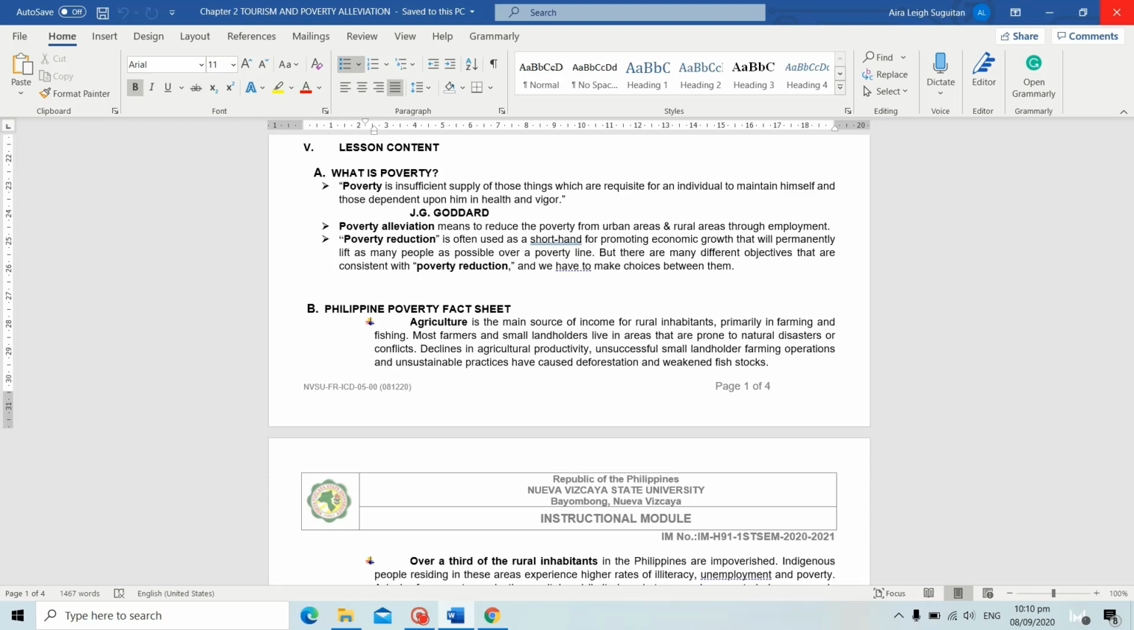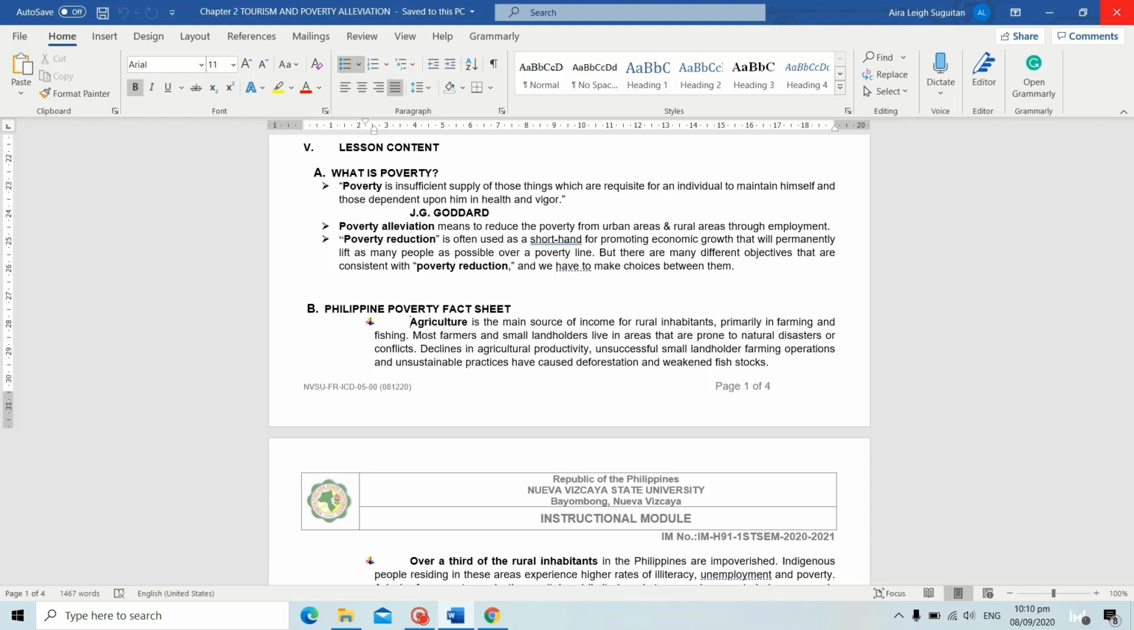So, in 2019, agriculture is the main source of income for rural inhabitants, primarily in farming and fishing. Most farmers and small landholders live in areas that are prone to natural disasters or conflicts. Examples, earthquakes, o kaya mga war, lalo na dito sa Mindanao area natin. Another natural disaster for fishermen would be coral reef bleaching. Ano ba ang ibig sabihin ng coral reef bleaching? Coral reef bleaching is yung pagkamatay or pagpuputi ng mga coral reefs natin.